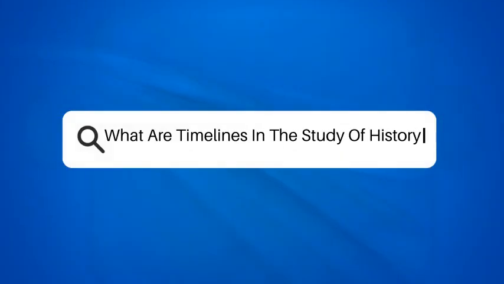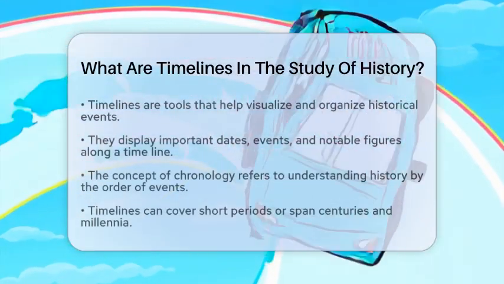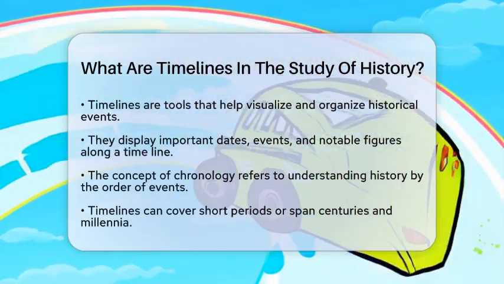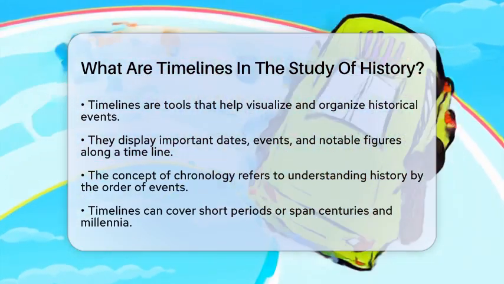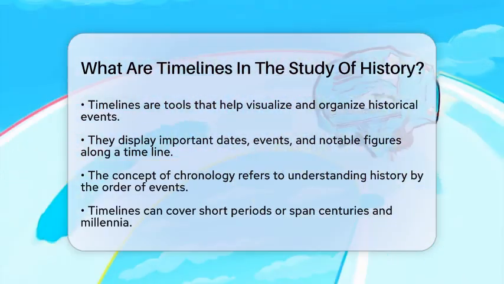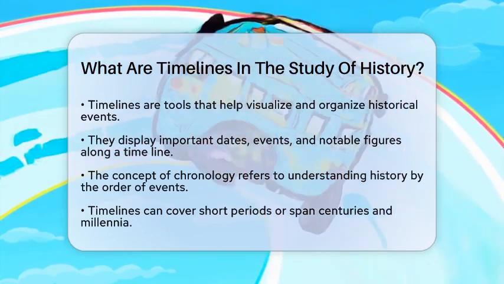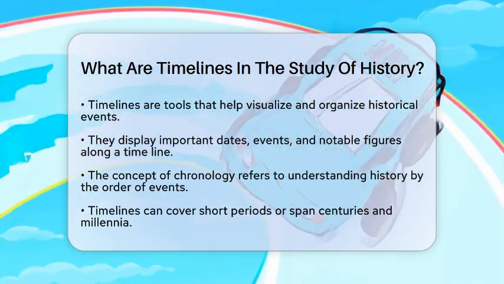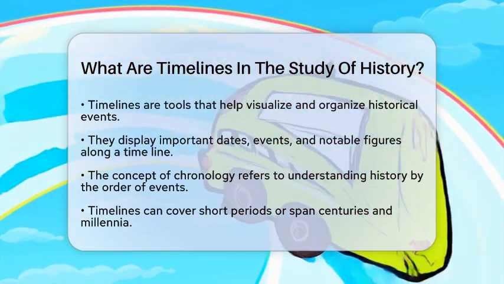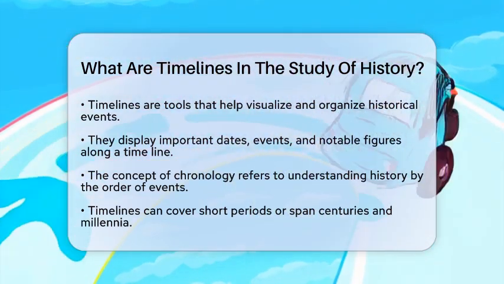What are timelines in the study of history? Have you ever wondered how we make sense of the vast events that shape our world? Timelines in history are essential tools that help us visualize and organize these events in the order they occurred. They allow us to see the flow of history from the earliest moments to the most recent happenings.